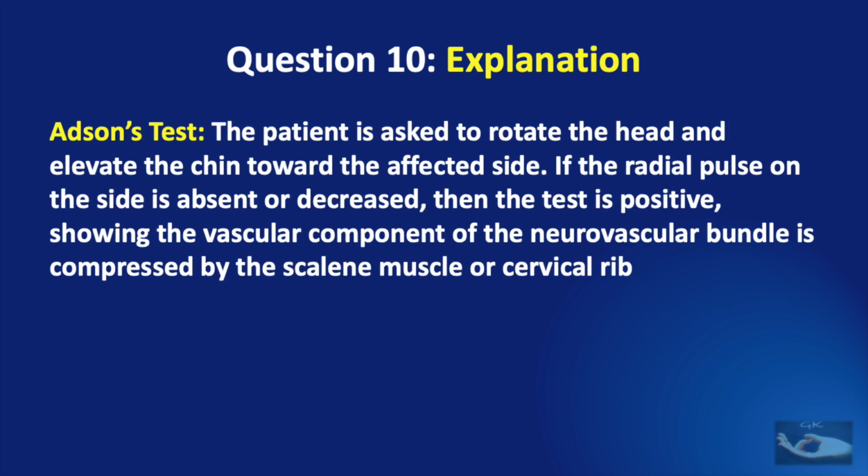In the Adson's test, the patient is asked to rotate the head and elevate the chin toward the affected side. If the radial pulse on that side gets absent or becomes decreased, then the test is positive, showing the vascular component of a neurovascular bundle which is compressed by the scalene muscle or the cervical rib.